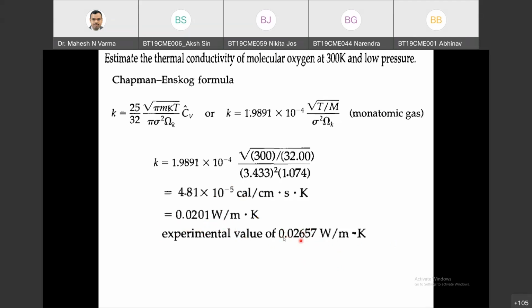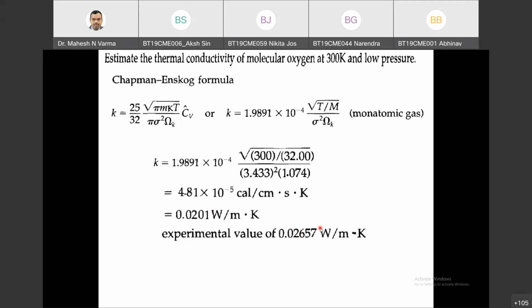There is almost a 20 to 25% error between the experimental value and the calculated value. The calculated value is giving a lower conductivity value as compared to the experimental value. This will happen, as was explained when we were using engineering correlations for estimation of heat transfer coefficient and mass transfer coefficient.